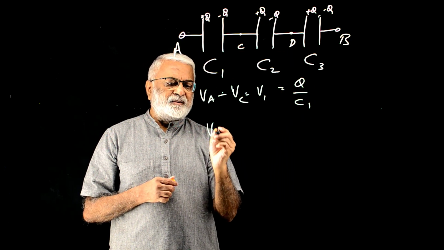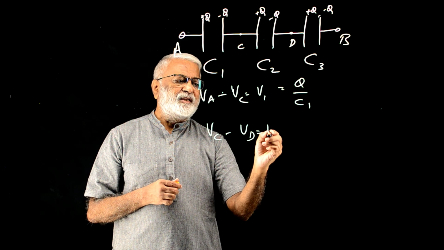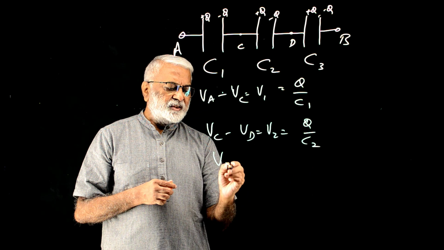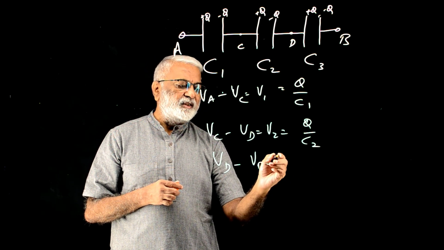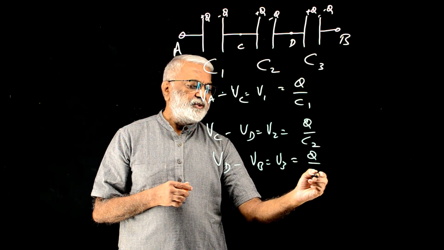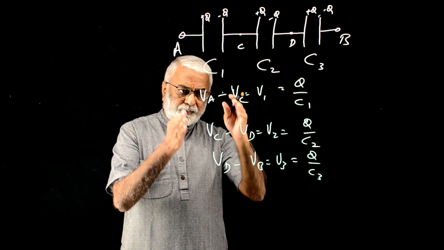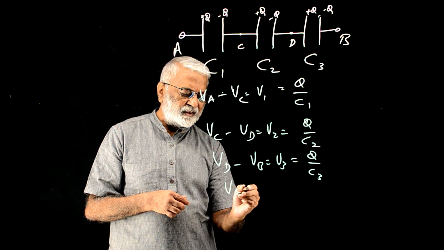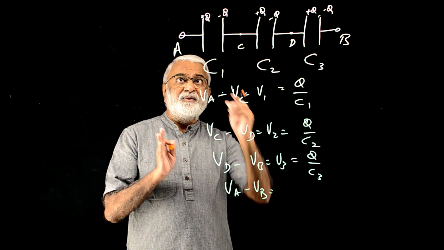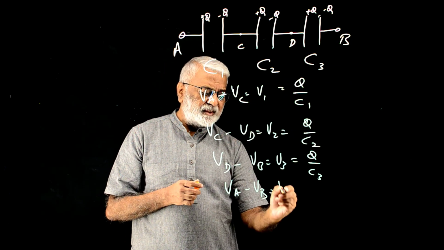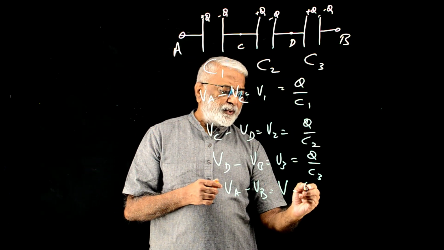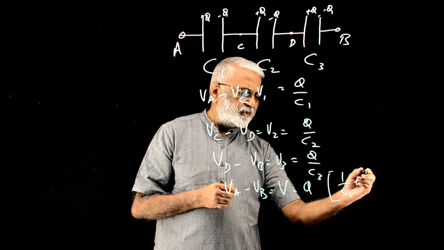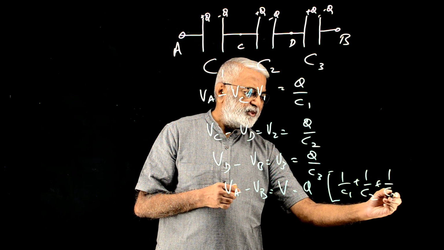VC minus VD, let's call that V2, that will be Q by C2. And VD minus VB, let's call that V3, that will be Q by C3. Let's add these. VC gets cancelled, VD gets cancelled, so VA minus VB, that's the potential difference across the terminals A and B, let's call that V. That will be Q, which comes out common, into 1 by C1 plus 1 by C2 plus 1 by C3.